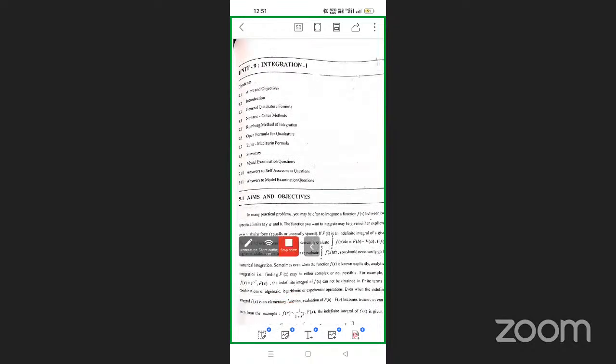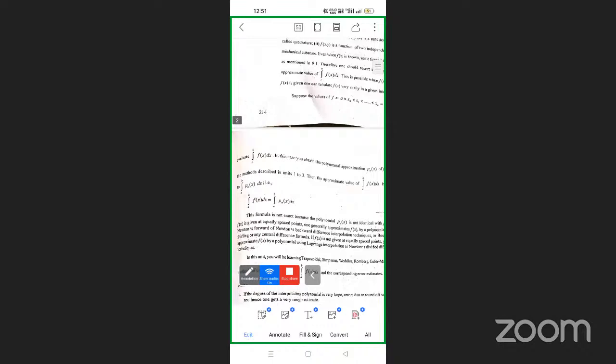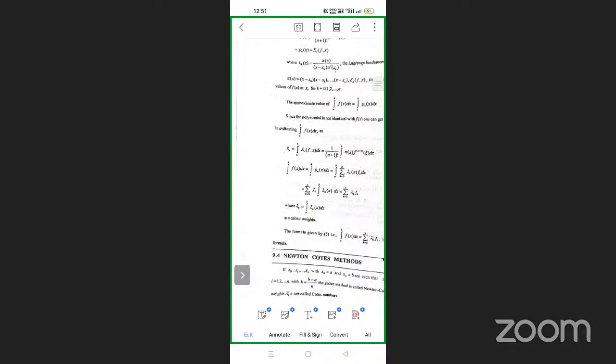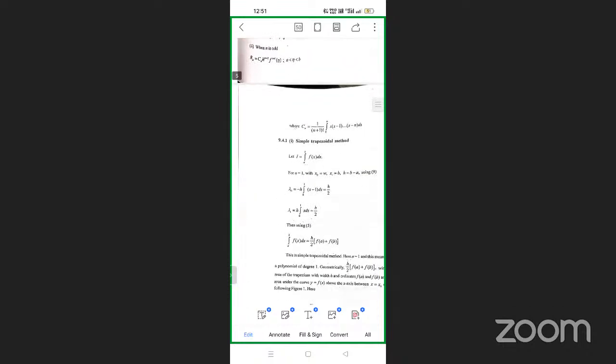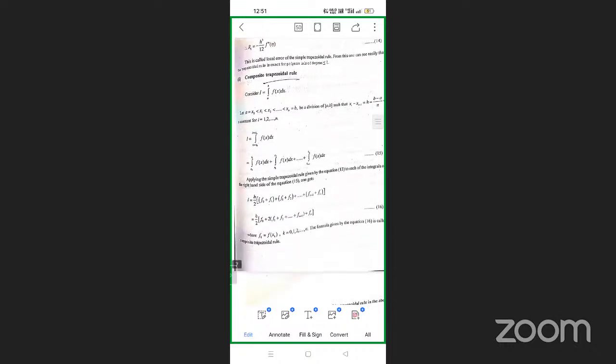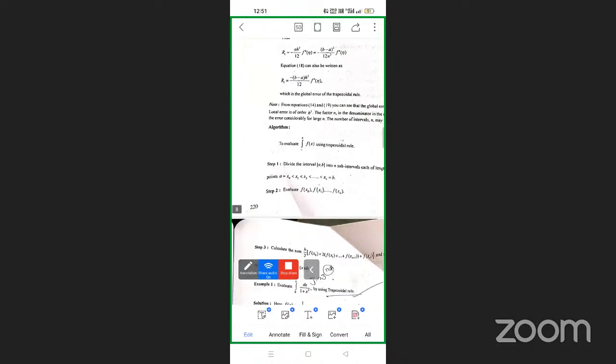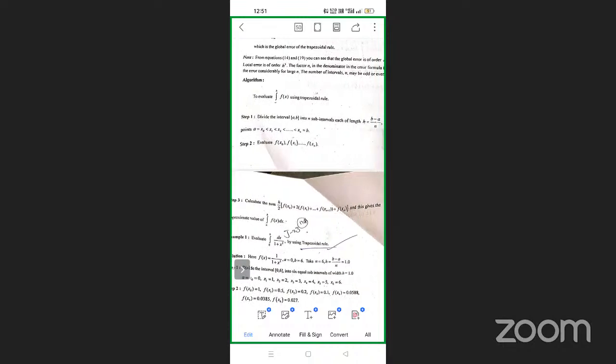Next, unit 9, integration 1. In this unit, five methods are there, all based on formulas. The first one is the trapezoidal rule.